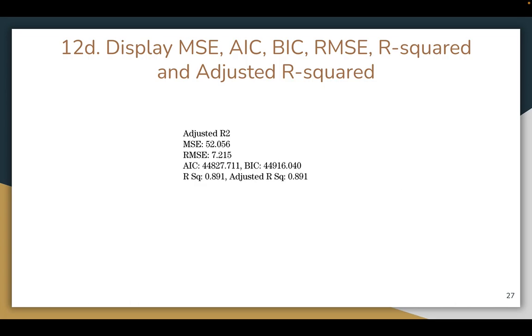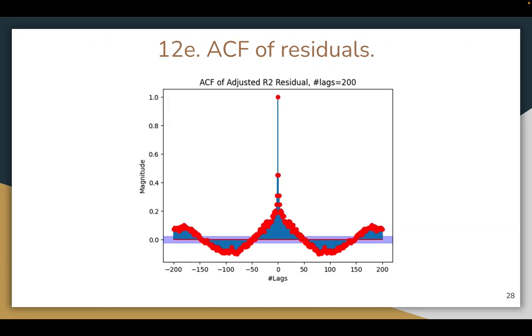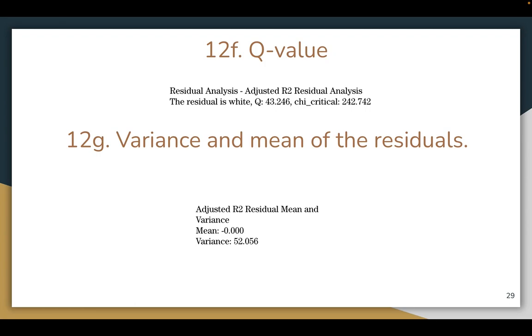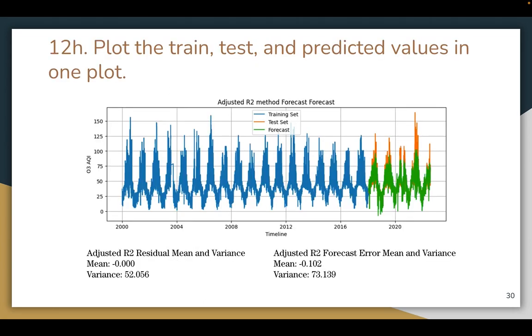This is a summary of my model, where RMSE is 7.215, and this is an ACF of residual, which looks like white noise, but I can verify it later on by performing residual analysis. And here is a Q value and the variance and mean of residual. The Q value is less than Q critical, which indicates that residual is white noise and the model is good.